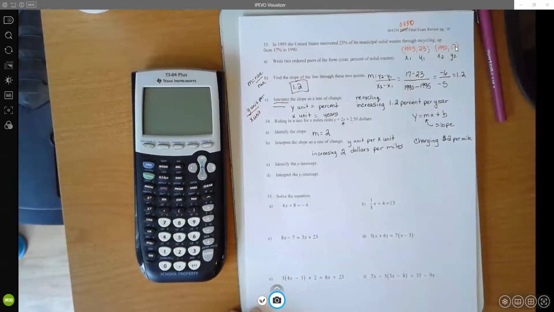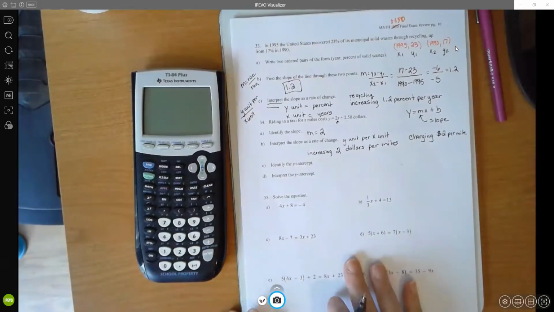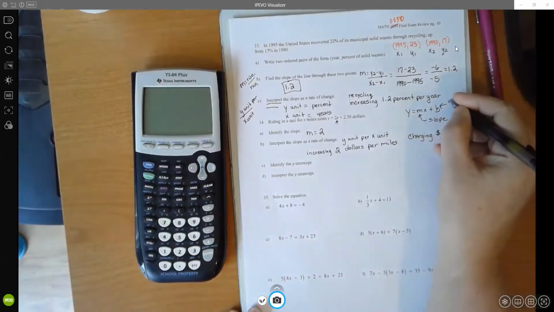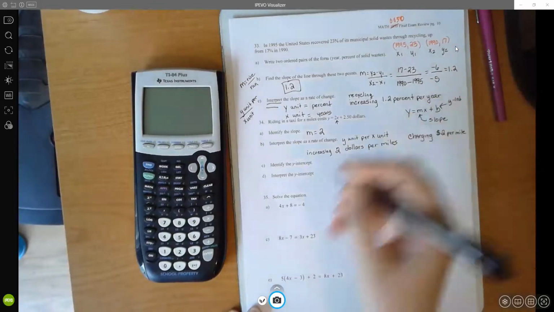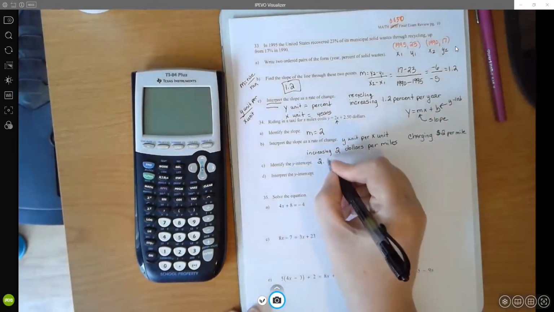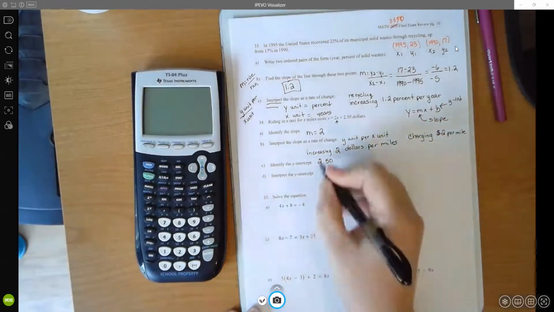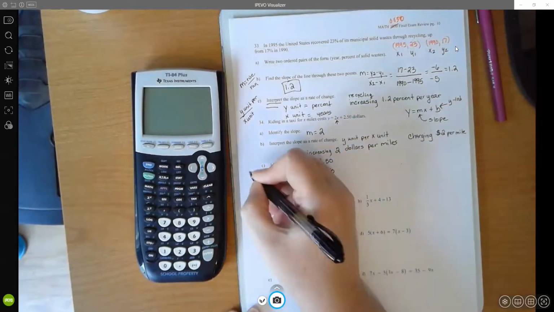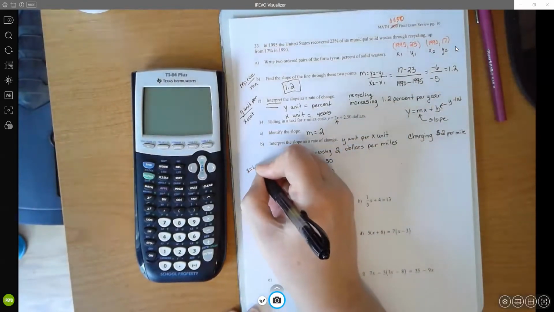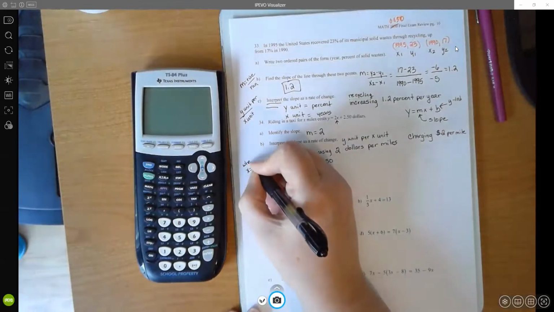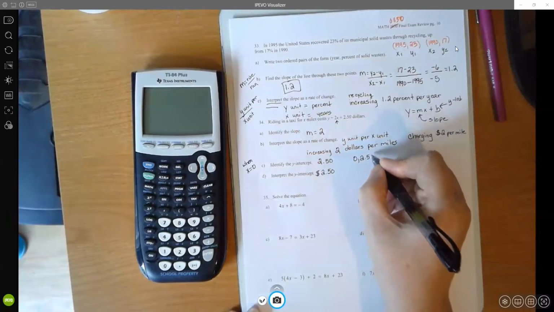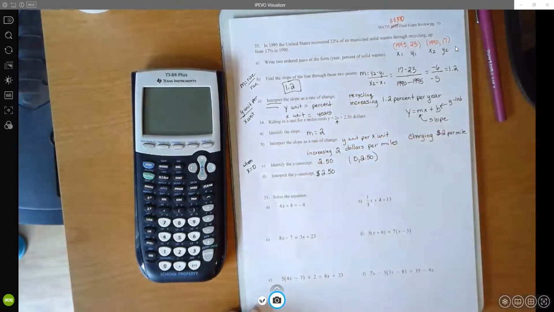We can also identify the y-intercept in this case, which is your B, and that's the number by itself, which is $2.50. And the y-intercept, remember, is when x equals 0. It's the point (0, 2.50). So what does that mean? How do we interpret the y-intercept?